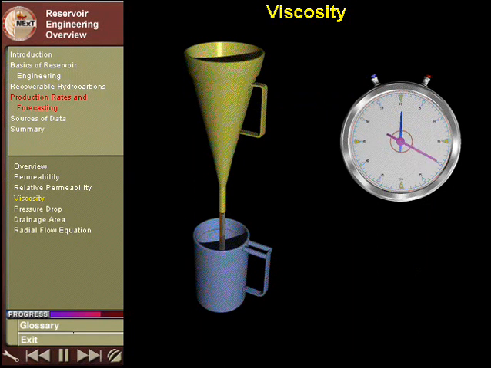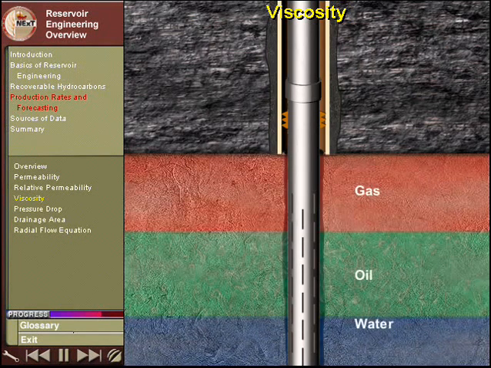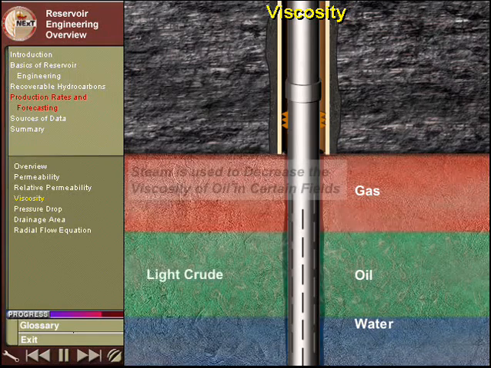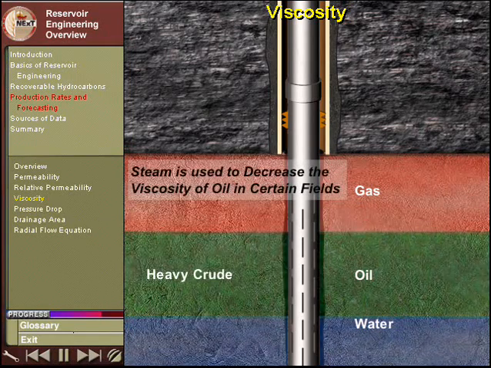It is measured in the laboratory from fluid samples obtained from the reservoir. Viscosity is measured in centipoise units. A fluid with a low viscosity, like gas, flows more easily than a fluid with a high viscosity. Oil viscosities vary greatly from light crudes to heavy oils, which require special extraction techniques.